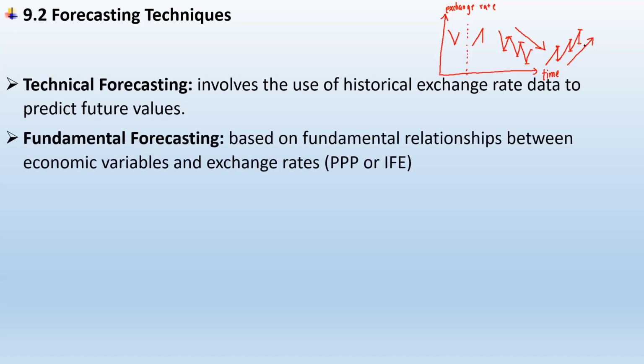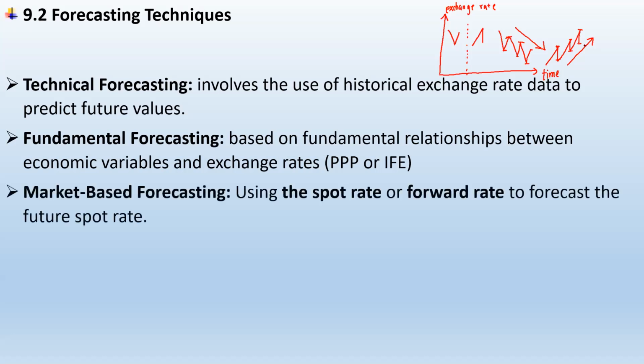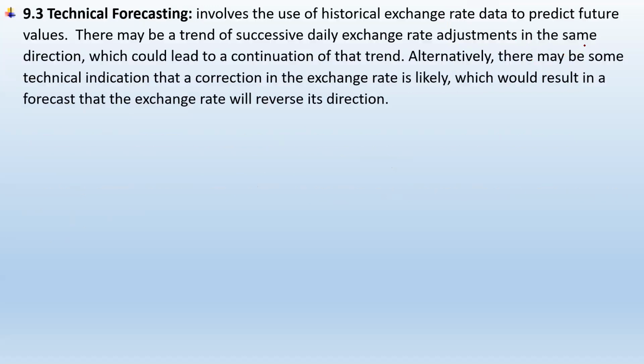The second type of forecasting is called fundamental forecasting. Basically, we find the relation between economic variables and exchange rates, and use the relation to do the forecasting. The last one is called market-based forecasting. Basically, we just use any price available from the market as a proxy of future spot. Of course, some multinational corporations may mix those forecasting techniques. They may not only use one, they may use two or more, depending on their model.